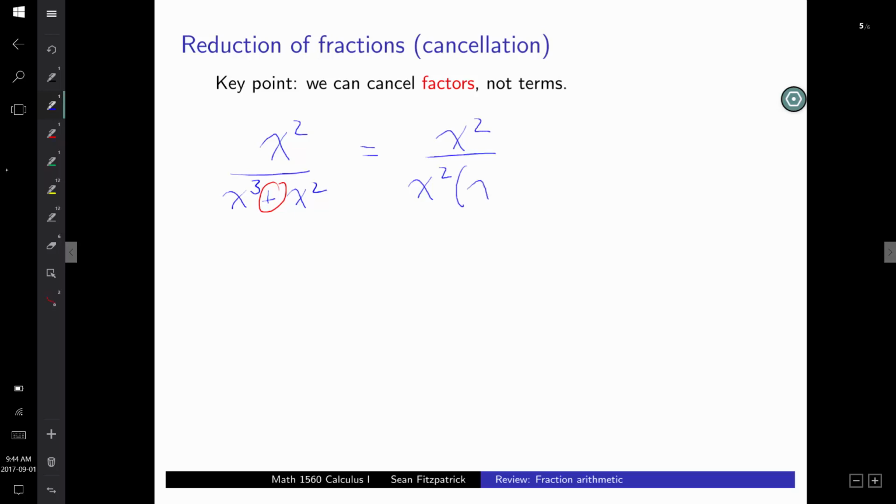X cubed is x squared times x. X squared, of course, is x squared times 1. Now that I've pulled that factor out, that x squared, now I can cancel. And be careful, it doesn't leave you a 0 on the top, it leaves you a 1. X squared is really x squared times 1. And now I cancel those x squareds. This is the whole equivalent fraction idea. I can multiply top and bottom by the same thing without changing the value. And so the correct reduced value here is 1 over x plus 1.